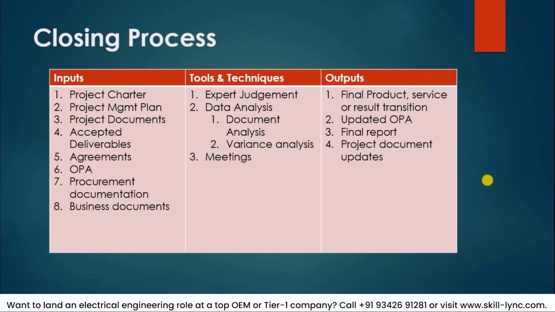So typically what we do here is we take in all the inputs, that is, we start from the project charter, then take in the management plan, then the project documents, and consider all the accepted deliverables that we have figured out in the execution phase, and take in all the agreements. Again, look into all the OPA documents that we have, take in all the procurement documentation, and consolidate all the business documents. So with these inputs, you then move over to the expert panel, wherein you verify all the documents and check how you fare against the given target and what the actual is.